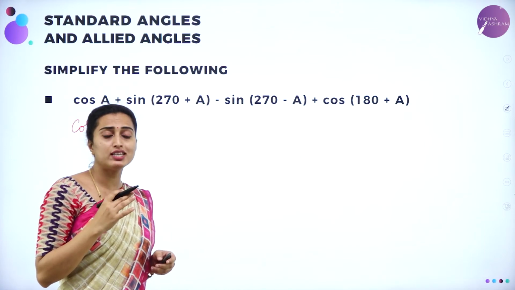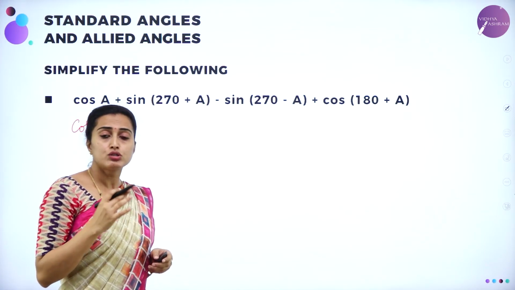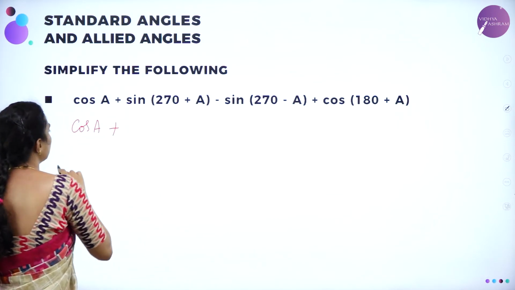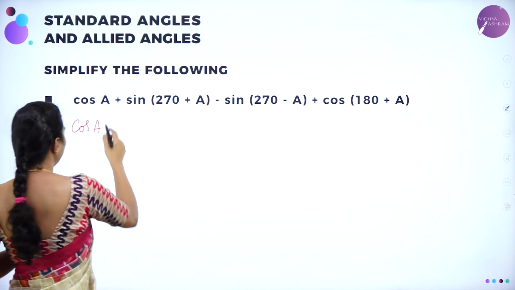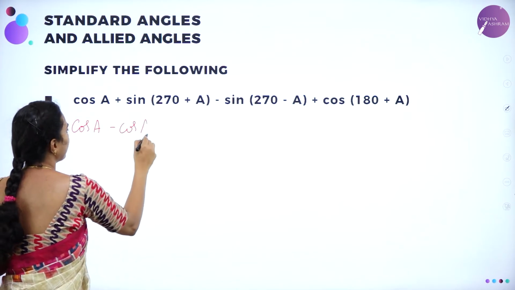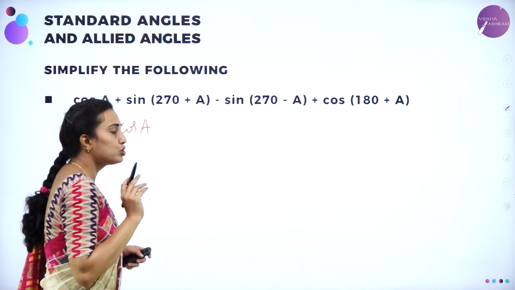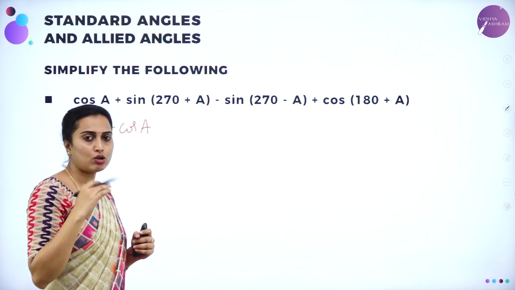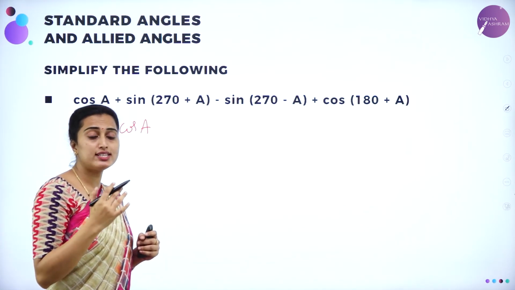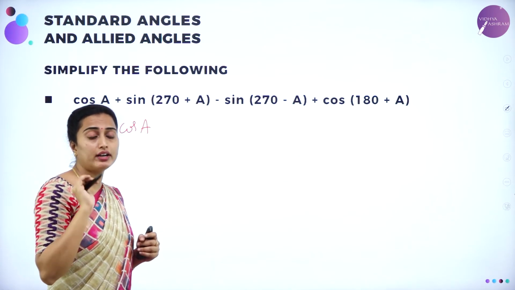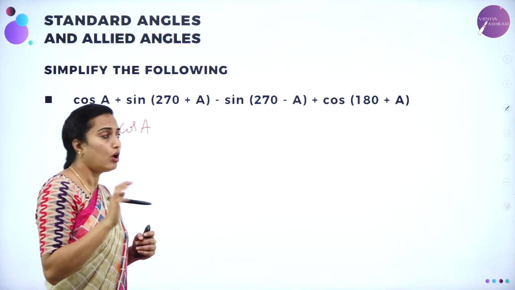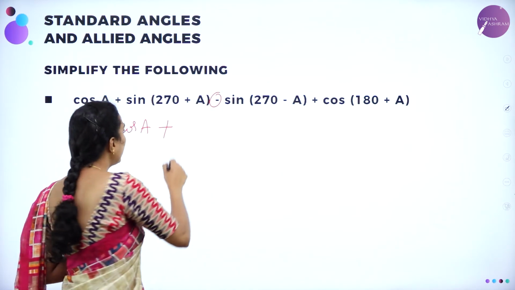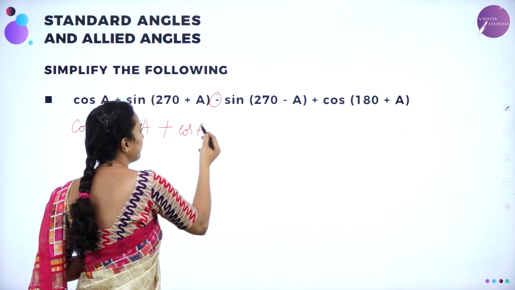270 plus theta falls in the fourth quadrant. So cos, sine will be negative in the fourth quadrant, so automatically it will become minus cos. Therefore I can have it here minus cos A. Again minus sine of 270 minus A. Sine will be changing as cos. 270 minus A falls in the third quadrant. Third quadrant, sine will be negative. Already one negative sign is there. Negative into negative will become positive. Sine will be changing as cos A.